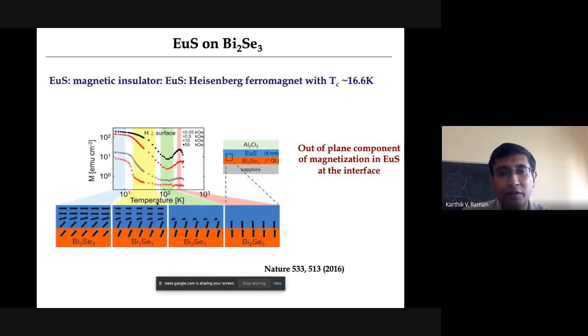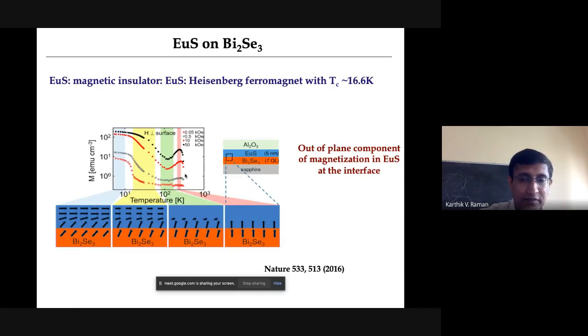Okay, now the properties of EuS and bismuth selenide have been studied in the past, especially the growth of EuS, europium sulfide, which is called a Heisenberg ferromagnet. That means it's driven by the concept of Heisenberg exchange, but it is electronically insulating. What it tells you is that when you grow this EuS at high temperature, you force these moments of EuS to be out of the plane of your film. But as you go down in temperature, they cant inwards into the plane. And this is what is seen from typical SQUID measurements.